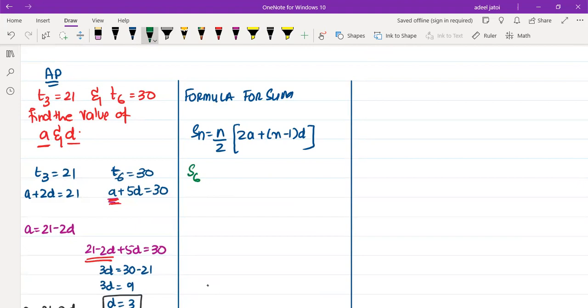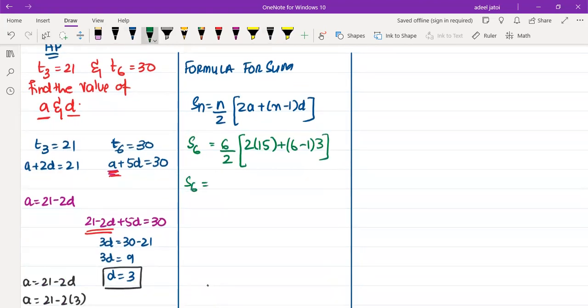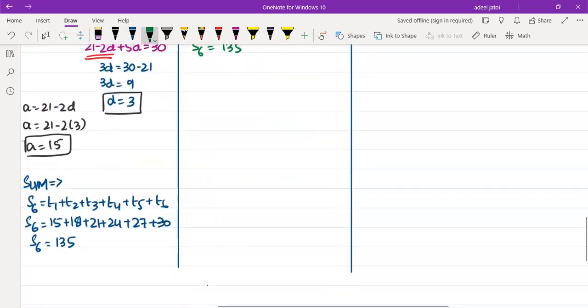If I want to have S6, that means the sum of 6 terms, so n should be 6 upon 2. I know that a is 15. Your n should be 6 minus 1 and your d is 3. So S6 is equal to 3 times, and then we will be solving this as 30, 6 minus 1 is 5, 5 into 3 is plus 15. So S6 is equal to 3 times 45, and 45 threes is 135. So we ended up having the same answer as we got here.